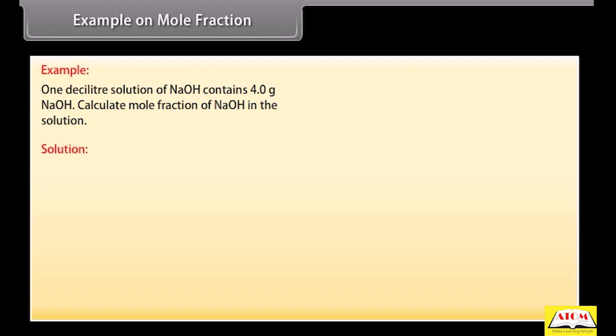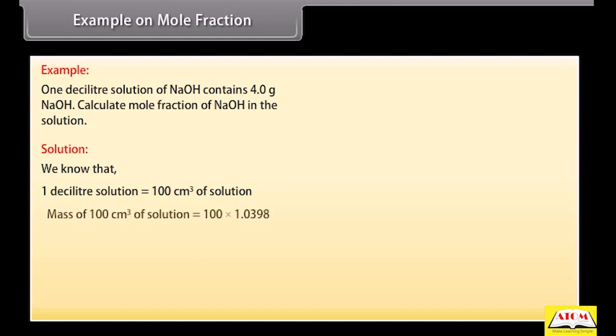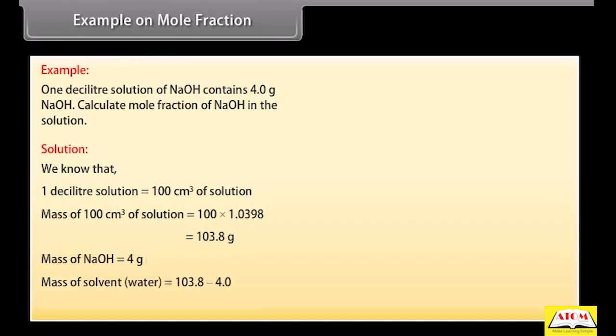Let's see the solution. We know that 1 deciliter solution is equal to 100 cubic centimeter of solution. Mass of 100 cubic centimeter of solution is equal to 100 into 1.0398, which is equal to 103.8 grams. Mass of NaOH is equal to 4 gram. Mass of solvent, which is water, is equal to 103.8 minus 4, which is equal to 99.8 grams.